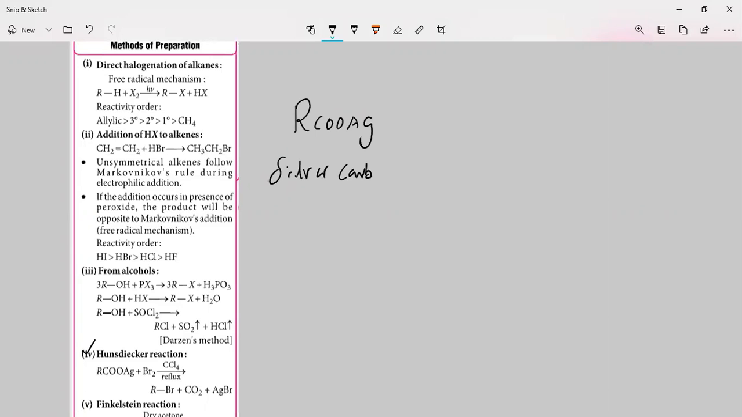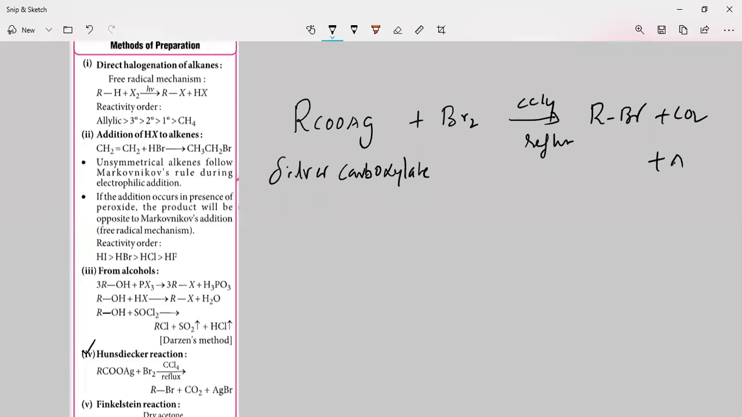What is the name of this salt? Silver carboxylate. This silver carboxylate, upon treatment with bromine in the presence of carbon tetrachloride, followed by reflux, what are you going to get? You are going to get alkyl bromide, RBr, plus CO2 plus AgBr. So upon treatment of silver carboxylate with bromine in the presence of CCl4, we get alkyl bromide, CO2 and AgBr.